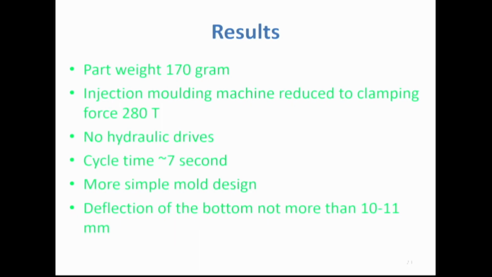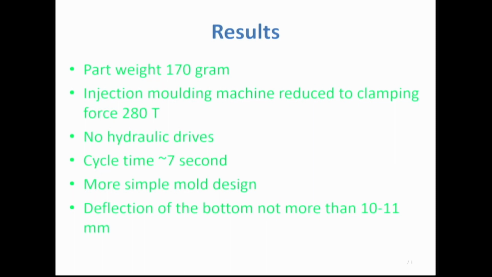I say roughly because most of the customers use regrind material, and the cycle time also depends on the material. For a good material, some of the customers reach even 6.5 seconds because of the cooling time, and for bad regrind material, some customers have a 7.5 second cycle. But roughly it's around a 7 second cycle for this part. And a much simpler mold design, which means the mold could be cheaper for the customer, and the deflection of the bottom we keep at a level that the customer accepts.